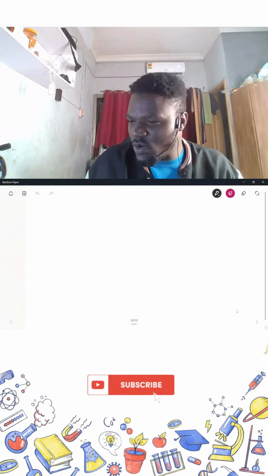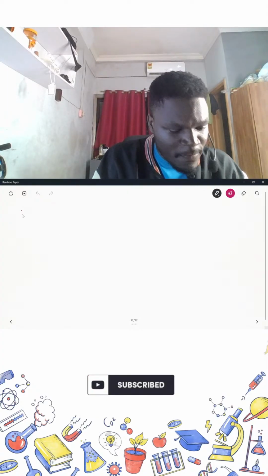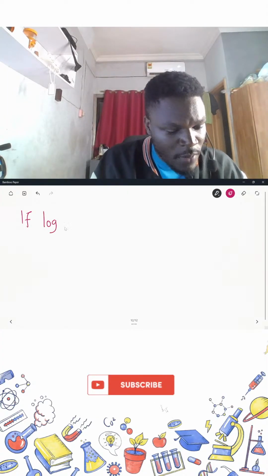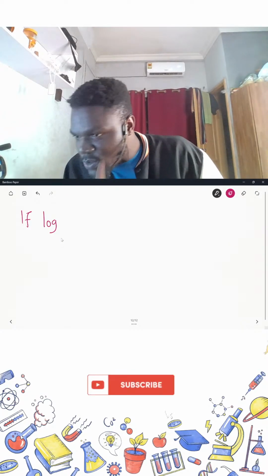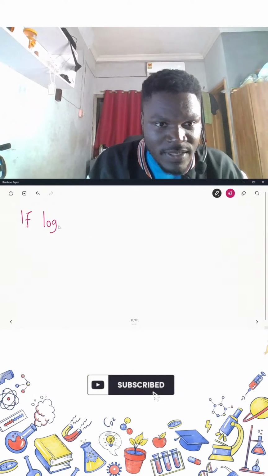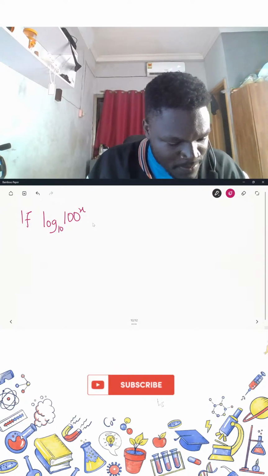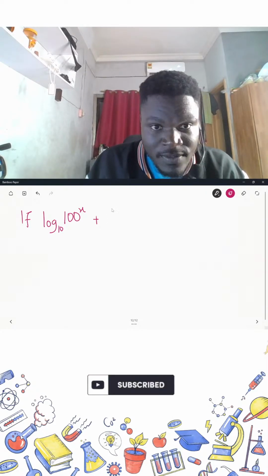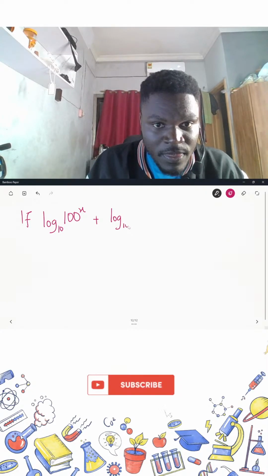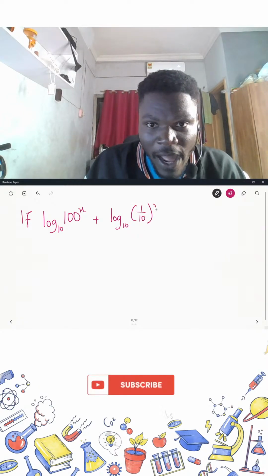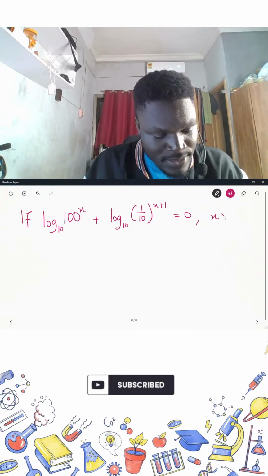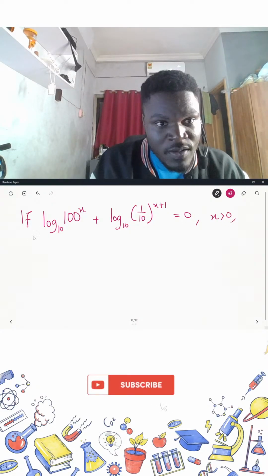So I have a very interesting question here. I'll give one example for you. If log base 10, 100 raised to the power x, plus log base 10, 1 over 10 to the power x plus 1, is equal to 0, where x is greater than 0, solve for x.